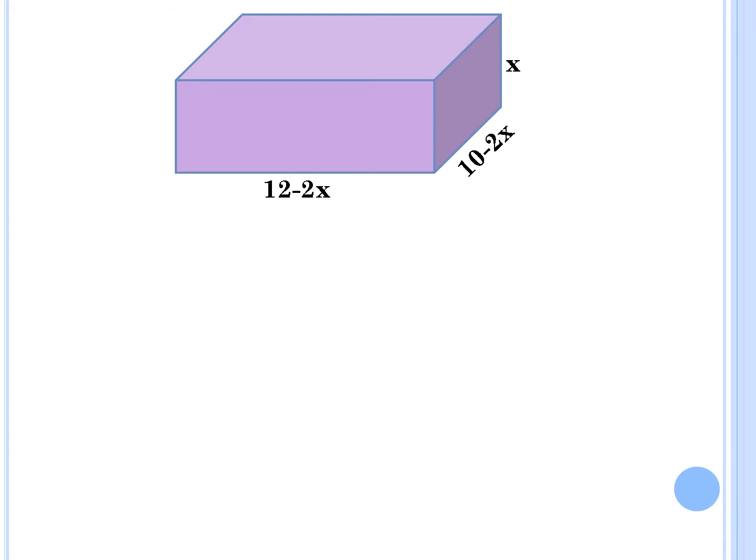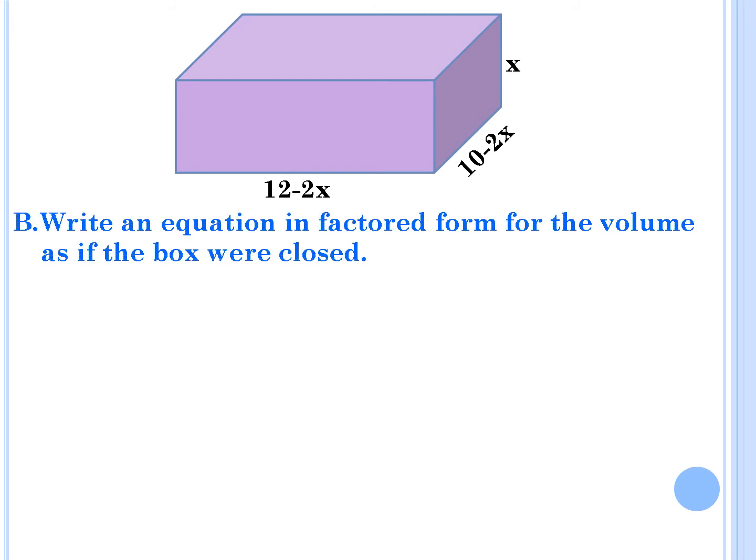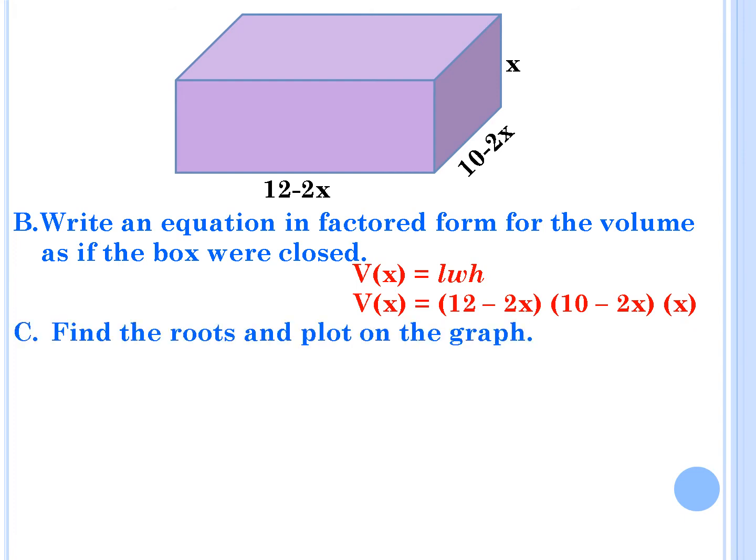So part B says we need to write an equation in factored form for the volume as if the box was closed. Well, we know volume equals length times width times height. So I have 12 minus 2x times 10 minus 2x times x. So that is your equation in factored form.